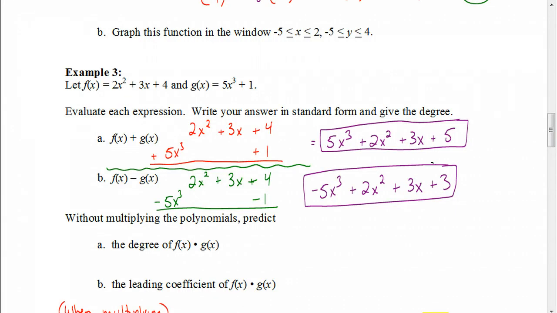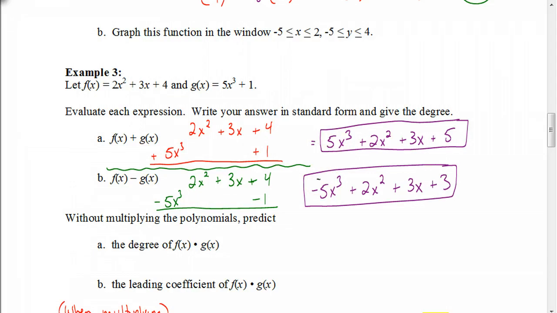And these are both in standard form. The degree for both of these would be 3. So the degree for the first one is 3, and same thing with the second one. If they ask for the leading coefficient, for the first one it would be 5. For the second one, it would be negative 5.